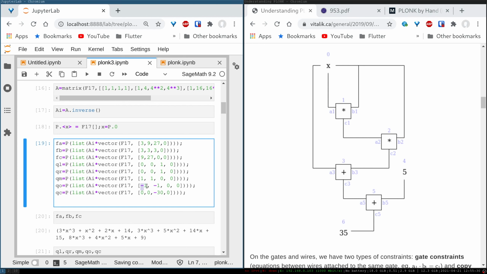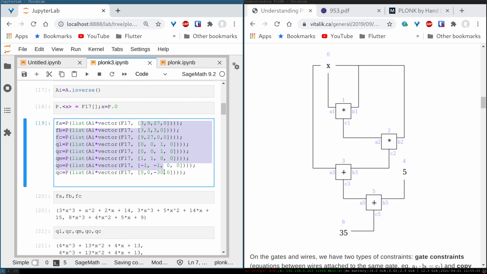And for the first gate and the second gate, the outputs C1 and C2 should be the opposite of the rest. So this is why we have minus 1 and minus 1, because we have here A1 times B1 minus C1 equals 0. And here we have A2 times B2 minus C2 equals 0. Okay, so this is our program basically that we wanted to verify, and we encode it as vectors, and then we turn them into polynomials.